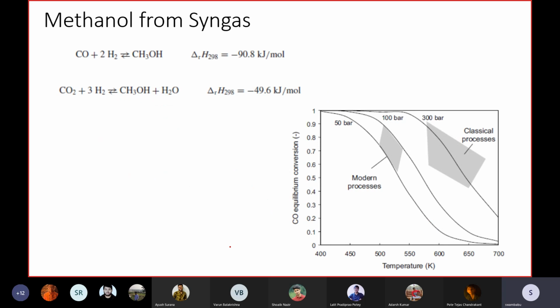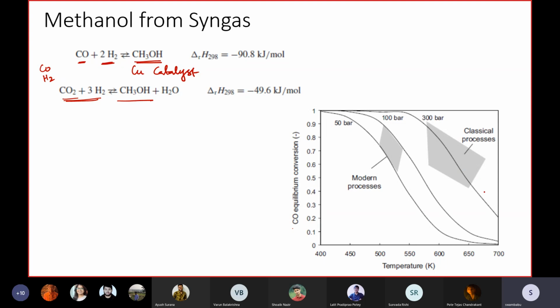The last one is the production of methanol from the syngas. Again, if you use a copper catalyst, carbon monoxide reacts with hydrogen, since in the syngas we have carbon monoxide and hydrogen, and both react and produce methanol. And whatever CO2 is there will also react with hydrogen and produce methanol. So these are the thermodynamics.